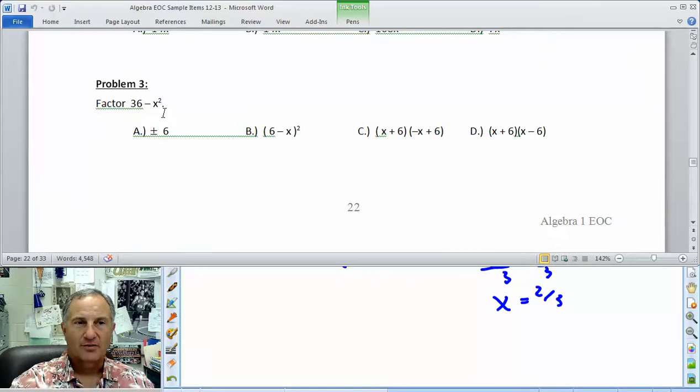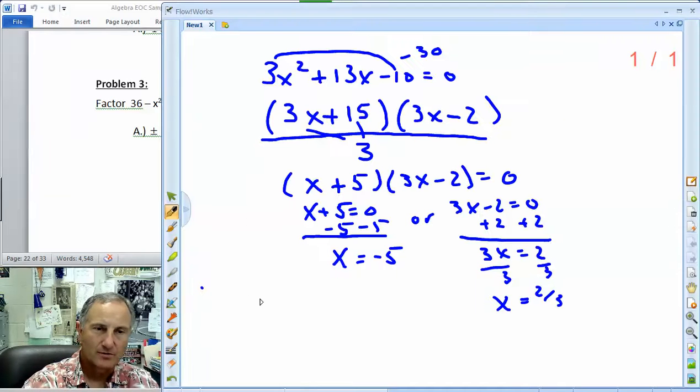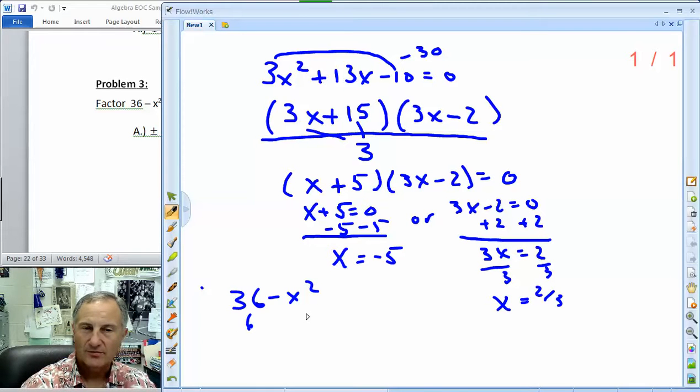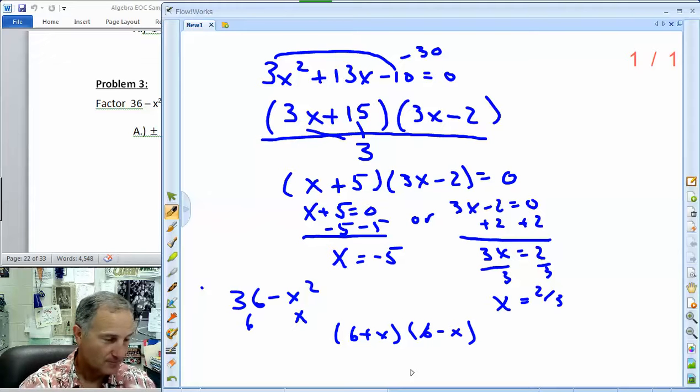3, factor 36 minus x squared. That is the difference of 2 squares. 36 minus x squared. To factor it, the square root of 36 is 6. The square root of x squared is x. And it's plus or minus. It's going to be 6 plus x, 6 minus x. Difference of 2 squares.